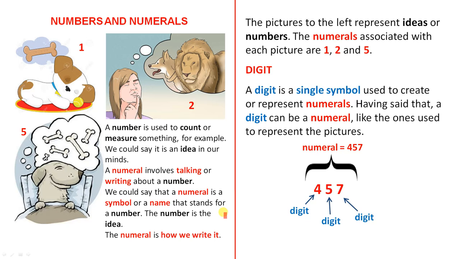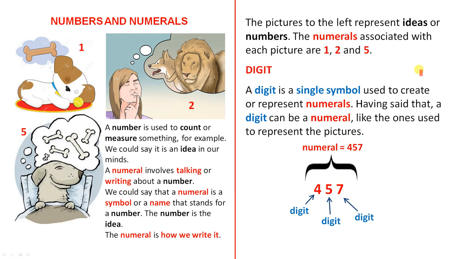The number is the idea. See how these two animals here and that person, they've got an idea in their head. And that's what we mean. The numeral is how we write it. The pictures to the left represent ideas or numbers. The numerals associated with each picture are 1 to represent one bone, 2 to represent two animals, and 5 to represent 5 bones.